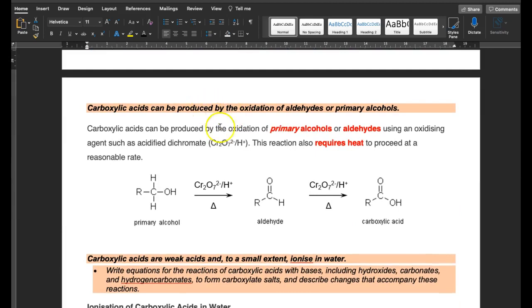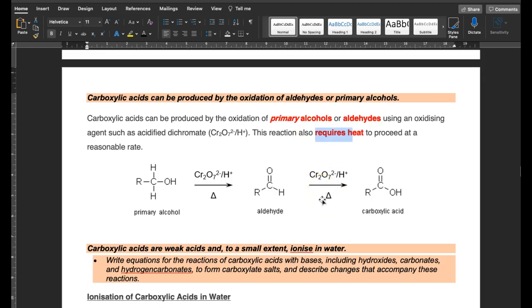So, carboxylic acids, you also know this, are produced by the oxidation of primary alcohols. So remember, we oxidize primary alcohols in the presence of acidified potassium dichromate and heat, and we form aldehydes. If we keep reacting that, if we don't distill off the aldehyde straight away, it's going to continue oxidizing to form the carboxylic acid. It requires heat to proceed at a reasonable rate, otherwise you're there all day.